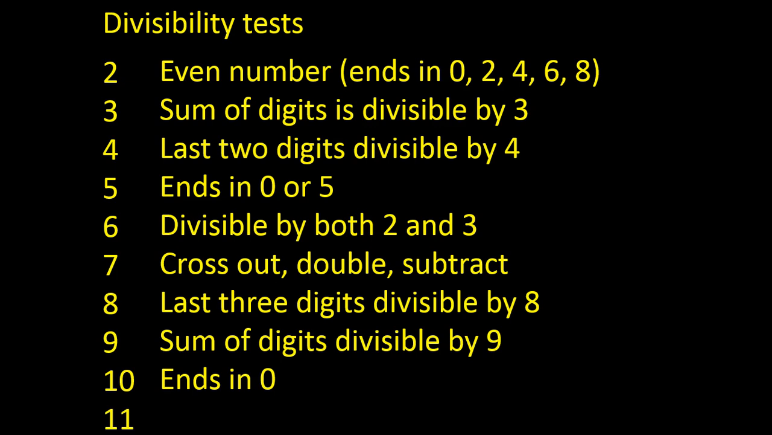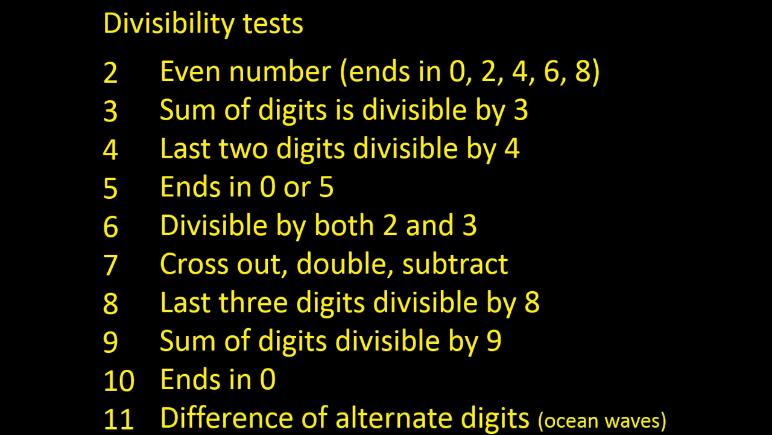And finally, a number is divisible by 11 if the difference of its alternate digits sum is divisible by 11. This one's going to make more sense when we actually do it, and we're going to think of it as the ocean waves rule.